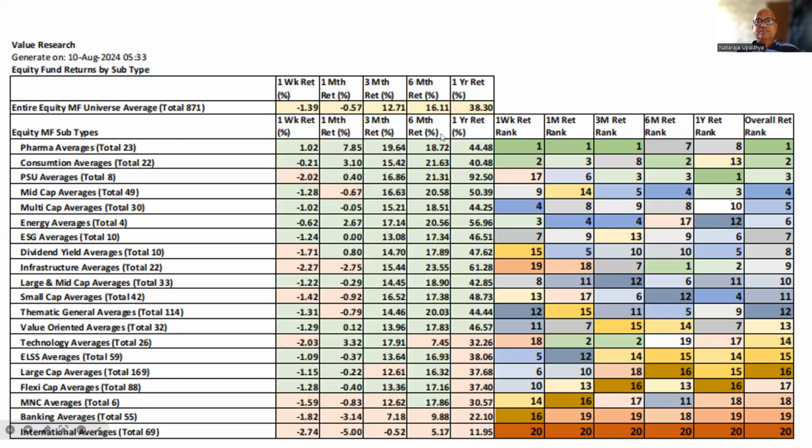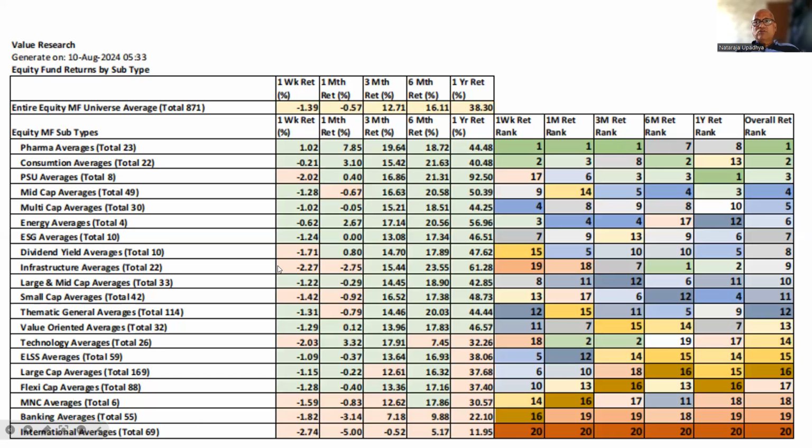Now, let's understand what it means. On the right side, you would see the ranking of each subtype for each timeline: 1 week, 1 month, 3 months, 6 months, and 1 year. The rankings can vary from 1 to 20. These rankings are added and an average is taken, and based on that average, the overall return ranking is given. So the top of the table are the funds most favorable to invest in, and the bottom of the list are the least favorable.